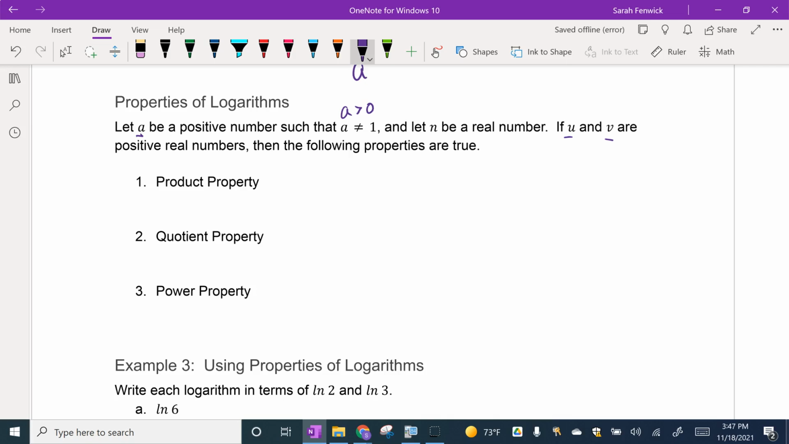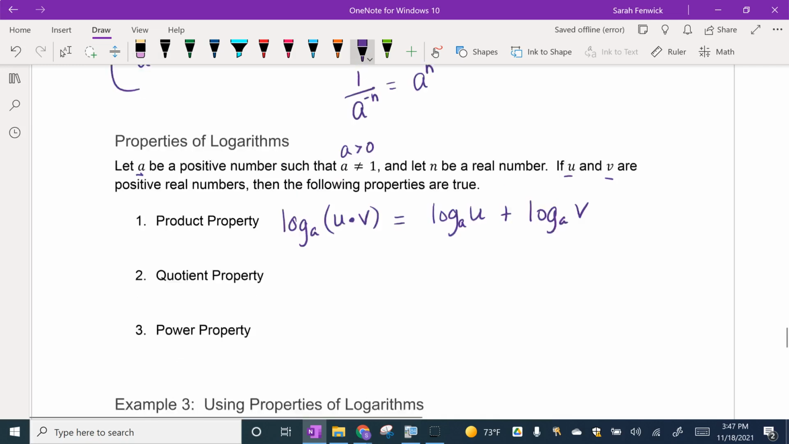So the product property says if I have log base a of u times v, this is called expanding a log, and if I go backwards, it's called condensing a log, which we'll get to. Then because these arguments are multiplied, I can break it into two separate logs. Log base a of u plus log base a of v.